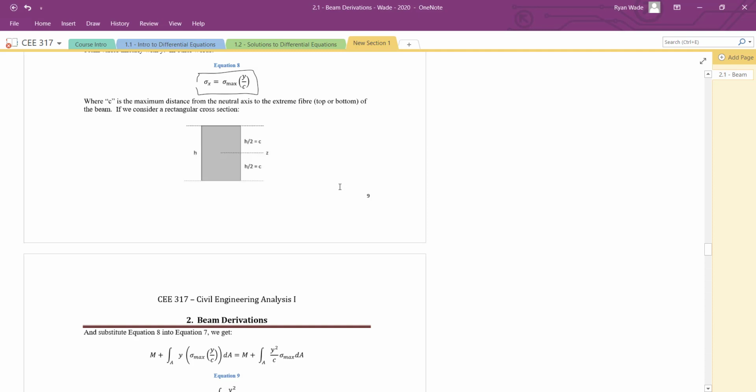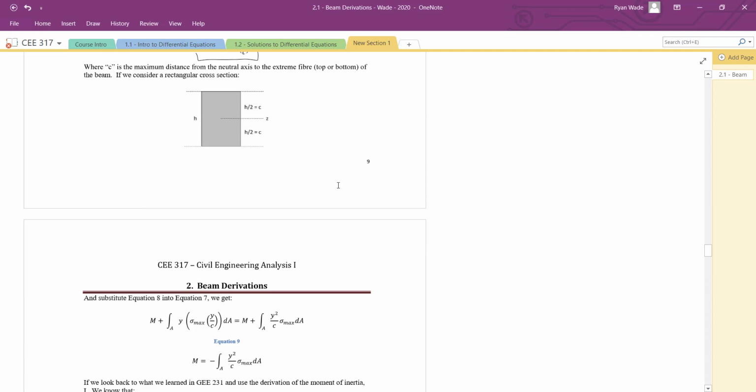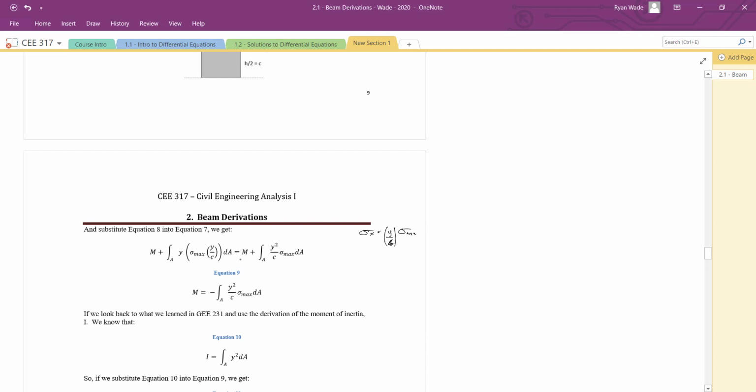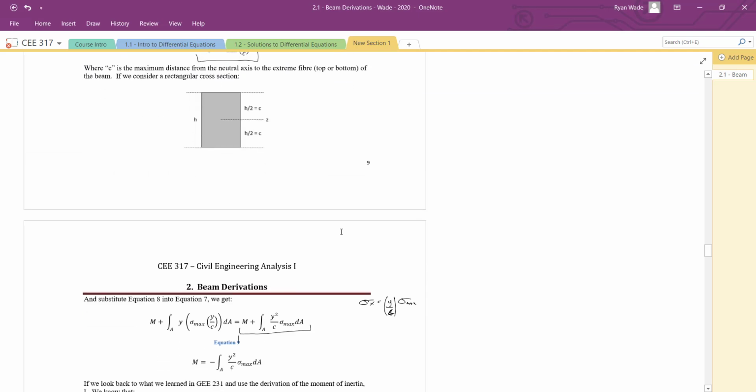So if we use that rectangular cross-section, I'm going to take those two relationships, so the stress at y is equal to y over c times the maximum stress. I'm going to sub that into the integral, and what I'm going to get is that it's going to equal that, and that all equals 0. Yeah, so that ought to equal 0.